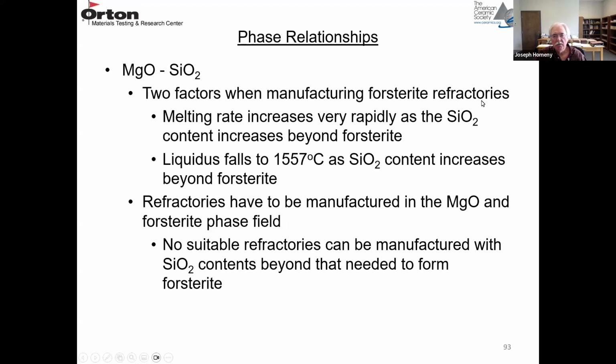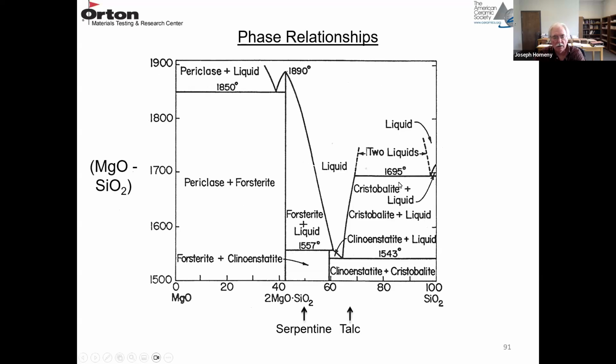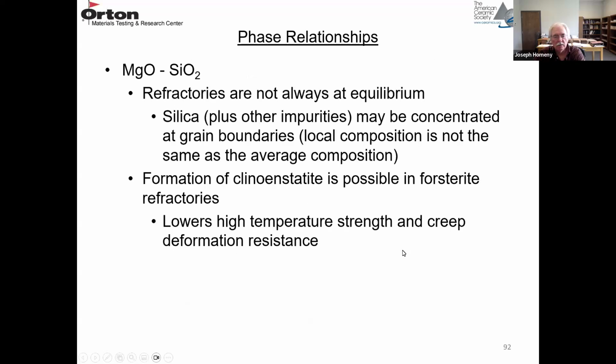So when you manufacture a phosphorite refractory, the melting rate increases rapidly as the SiO2 content increases beyond phosphorite. So if you're on the right-hand side of that phase diagram, that's undesirable. And the liquid falls to 1557 as the SiO2 content increases beyond phosphorite. So as soon as you go to the right of the phosphorite composition, you're in a situation where you form liquids and large amounts of liquid at very low temperatures.